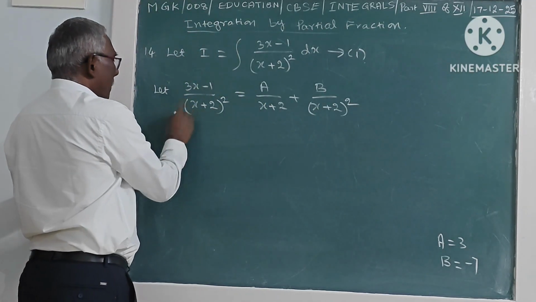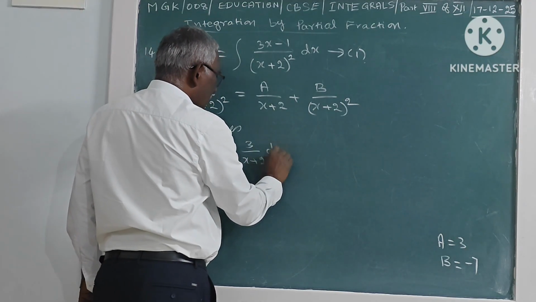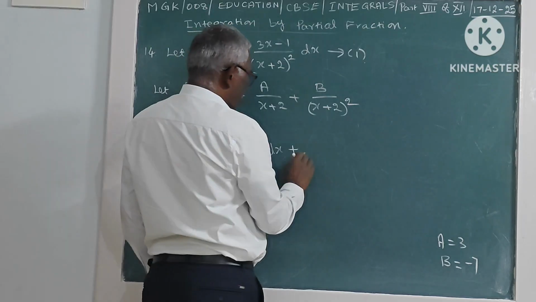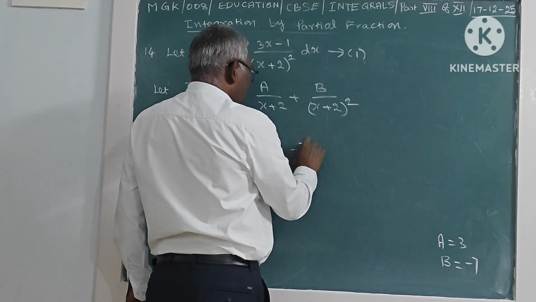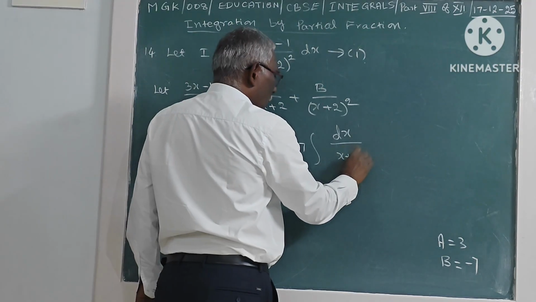Therefore, 1 becomes 3 by x plus 2 dx, plus b is minus 7, so minus 7 times integral dx by x plus 2 whole square.